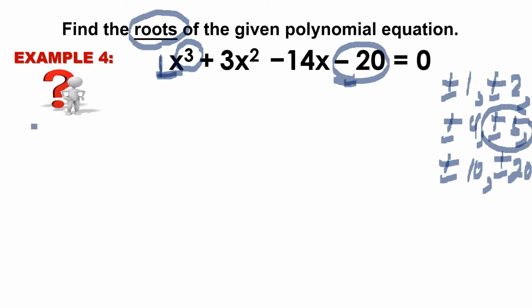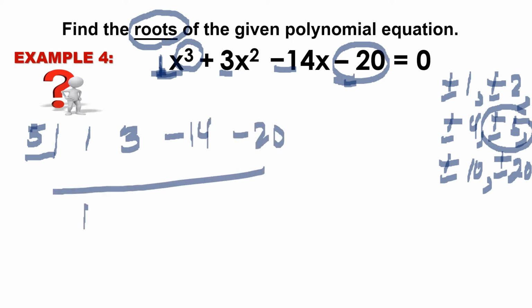First, let me use 5 as my divisor for me to find out whether this one is a root. So 5, and then let me write all the coefficients here. So we have 1, 3, negative 14, negative 20. Bring down 1. 1 times 5 is 5. 3 plus 5 is 8. 8 times 5 is 40. Negative 14 plus 40 is 26, times 5. Obviously, will not give us positive 20. So 5 is not a root.